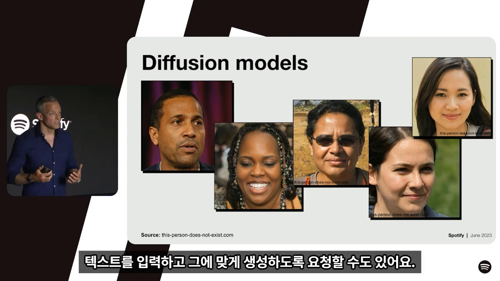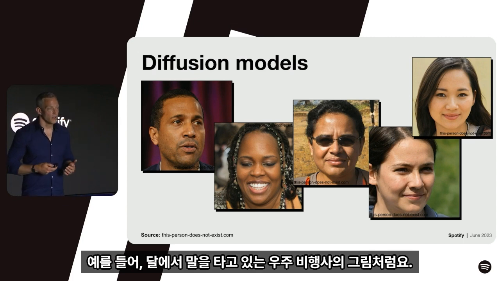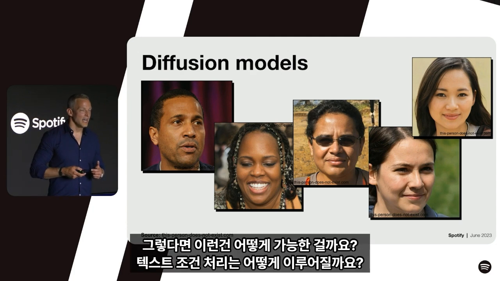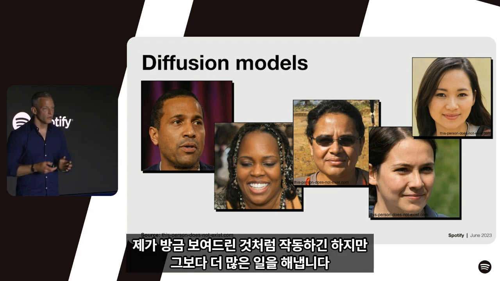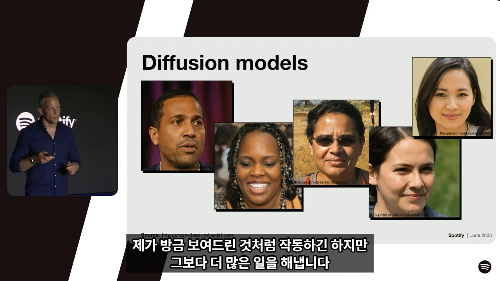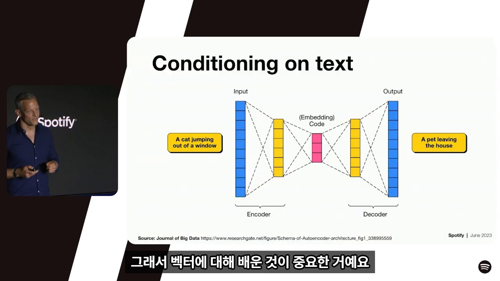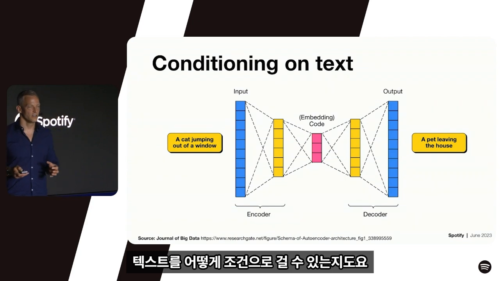You can put in text, and you can ask it to generate, for example, a picture of an astronaut riding a horse on the moon, which is something that you can Google, for example. And so how does that work? How does this text conditioning work? Well, it is a diffusion model. So it does what I just showed you, but it does something more. This is why you just learned about vectors. So let's go back to this thing of intelligence is compression and how you actually condition on text.